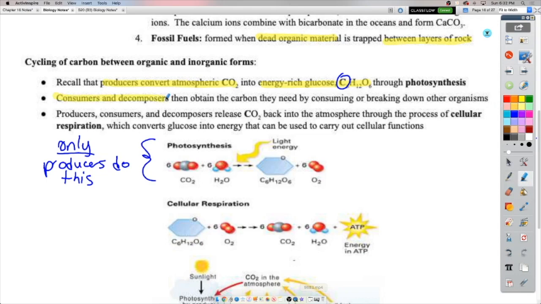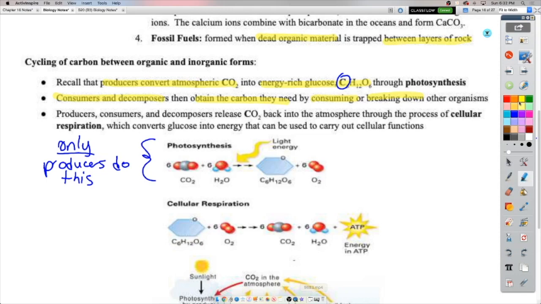So consumers and decomposers, don't forget decomposers, obtain the carbon they need by either consuming, if it's a consumer, or breaking down, if it's a decomposer, other organisms, right? So we get our carbon by having a salad or having a piece of fish, right? Decomposers get it by breaking down a dying plant or a dying fish. Different process, same end result. We get the carbon we need for life processes, like cellular respiration, okay?